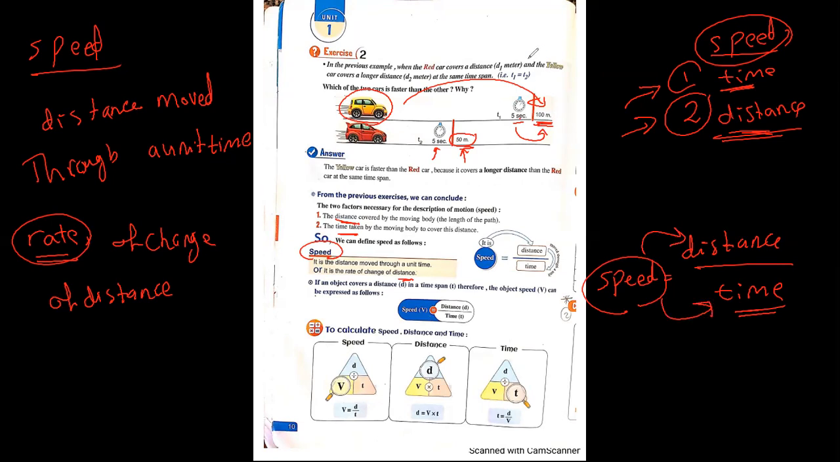What is the meaning of the speed? Distance moved through a unit time. Okay. Another definition of the speed: it is the rate of change of distance. Thank you.